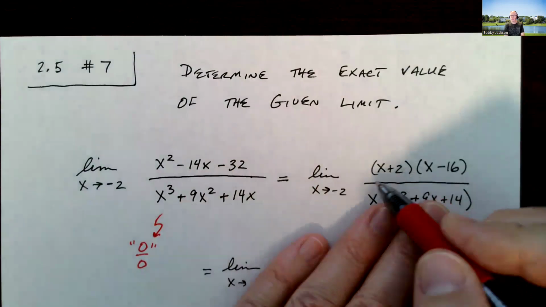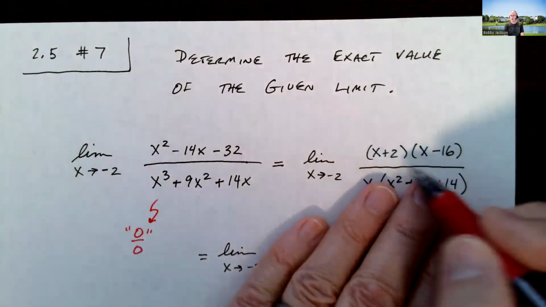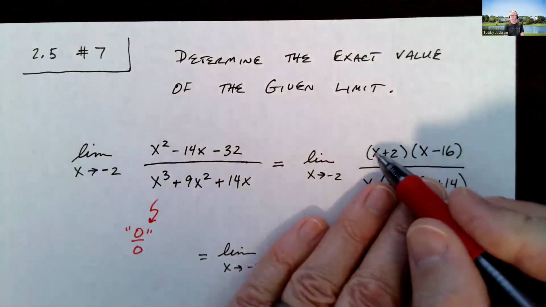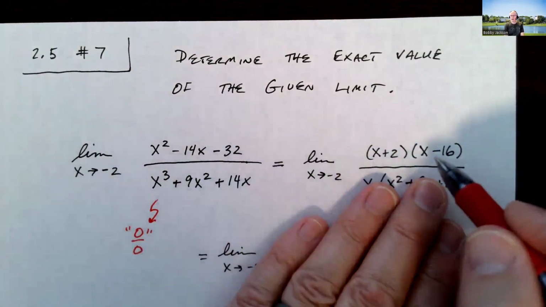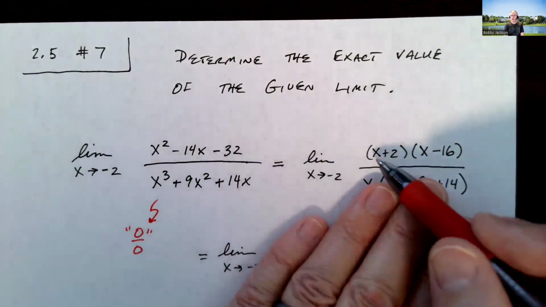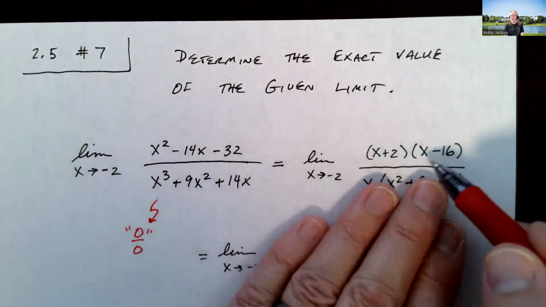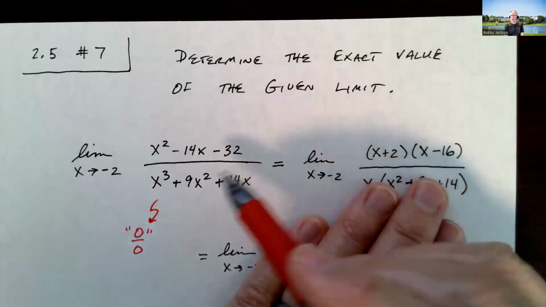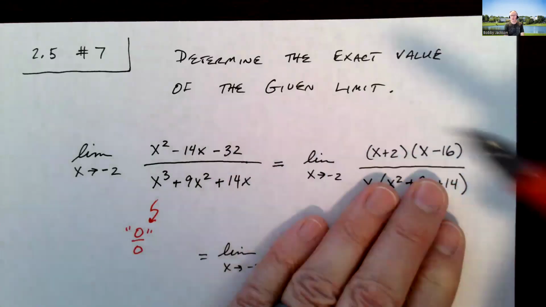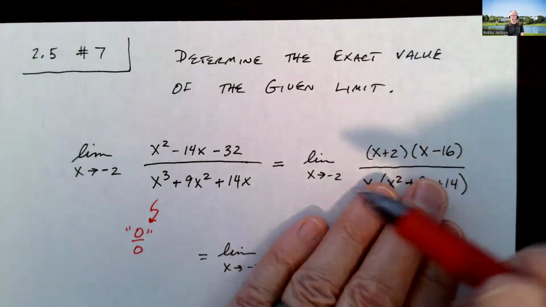And notice this works out. You should always check after you factor by FOILing out, in this case. Of course, first times first gives us x squared, and the last, 2 times -16, gives me -32. But make sure the outer, which is -16x, and the inner, which is +2x, combine to give you -14x, and that's the case. So make sure you double check that.